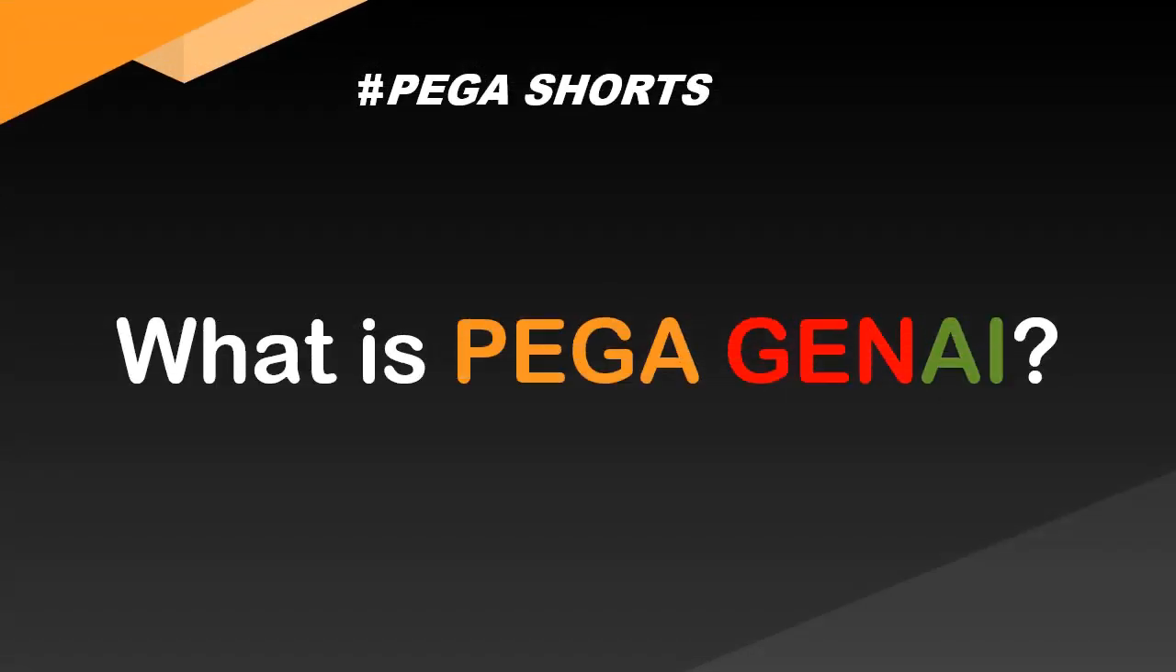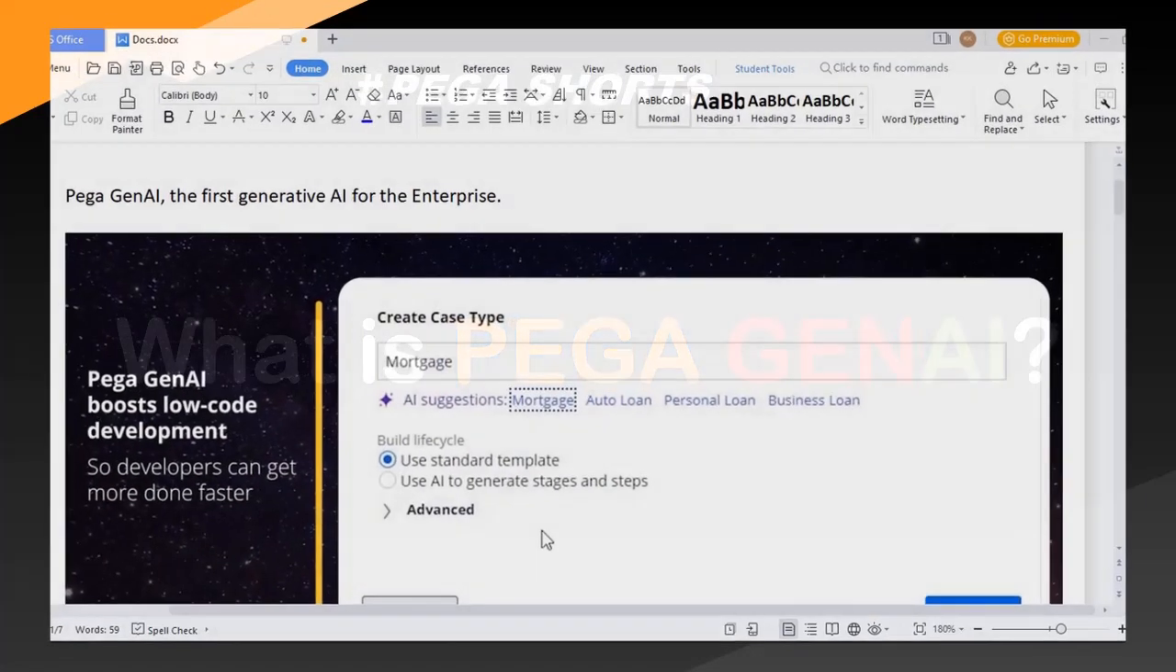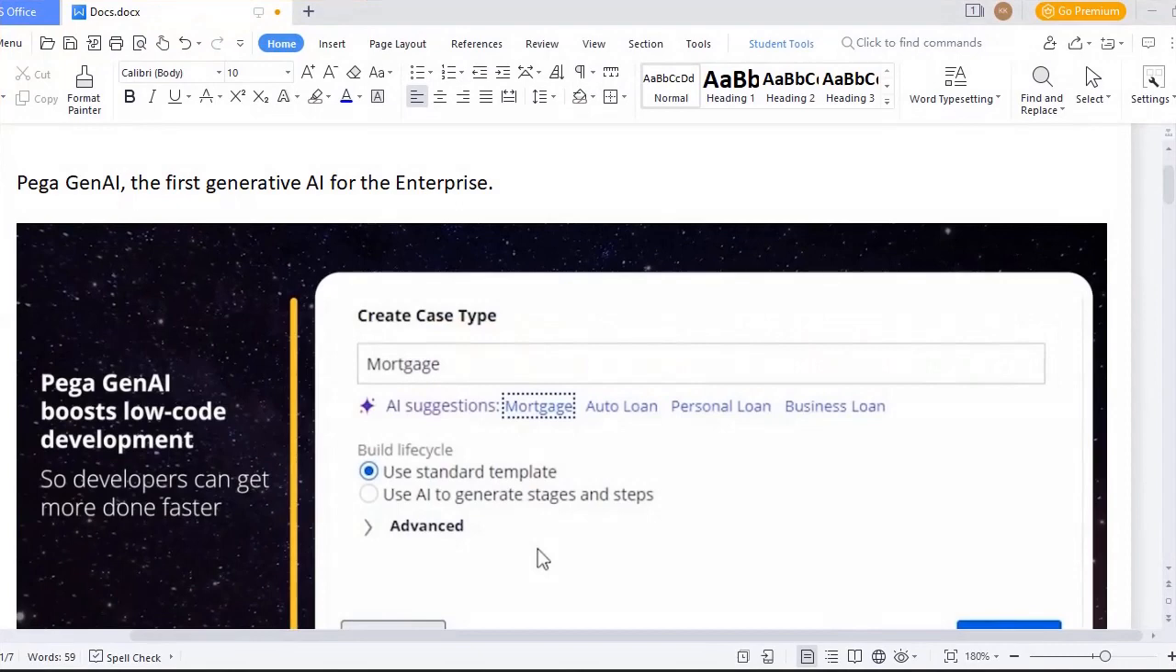Today we are going to discuss Pega GenAI. This is a new concept that was introduced in Pega. Let's get started into the topic. So we have something called Pega GenAI that has been recently introduced during Pega World. And this is our first generative AI for the enterprise. I will be giving you a small synopsis of how this GenAI works and how it will reduce developer effort.